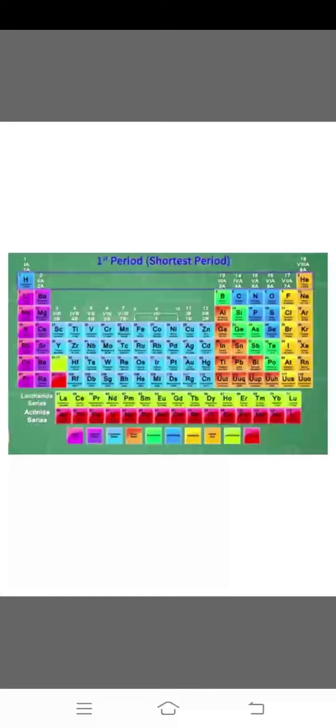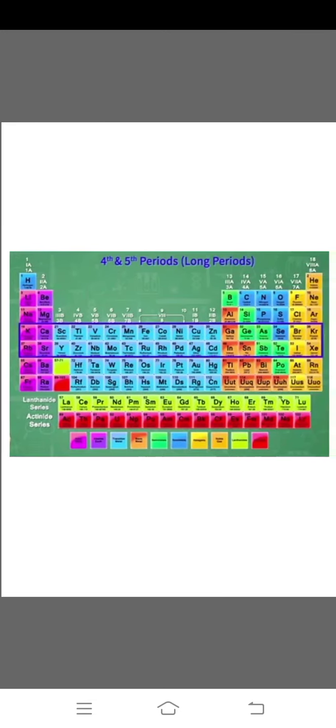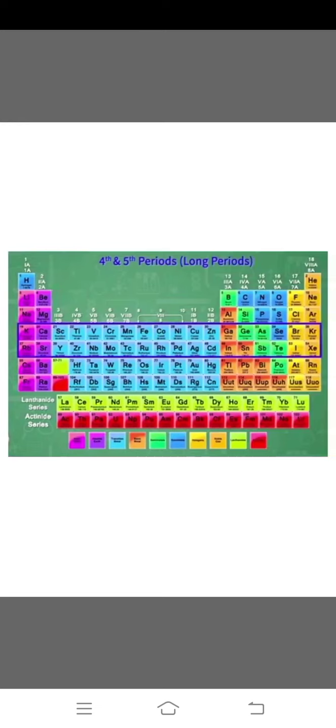The first period in the modern periodic table is known as the shortest period because the elements in the first period have only one main shell. The second and third periods are called short periods because they have 8 elements in each. The fourth and fifth periods are called long periods because they contain 18 elements in them.